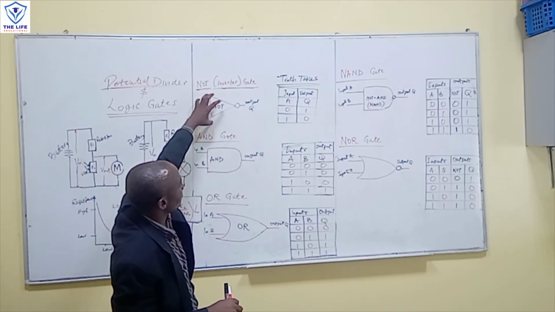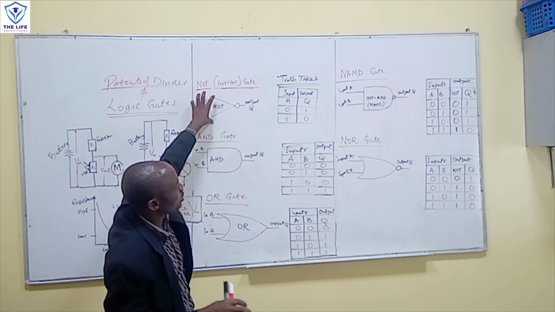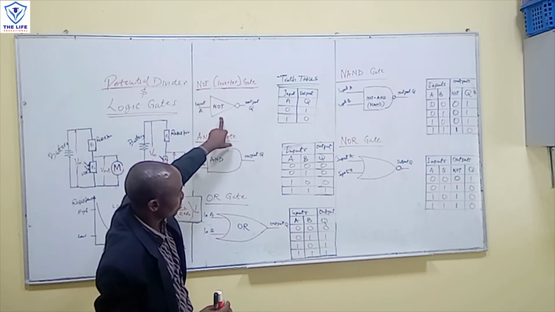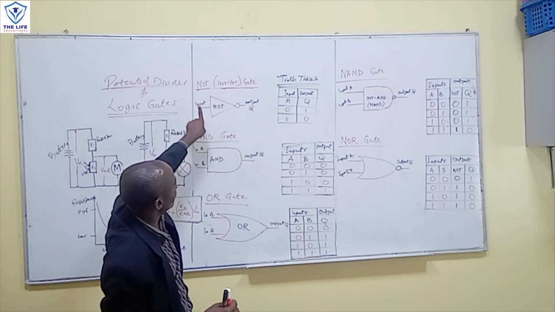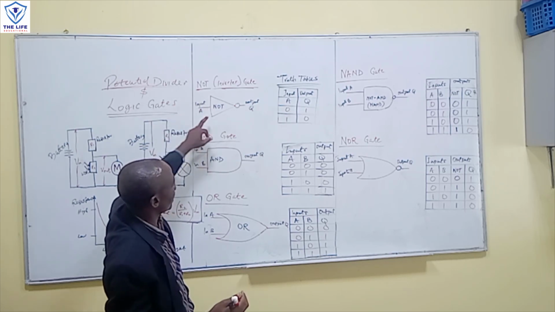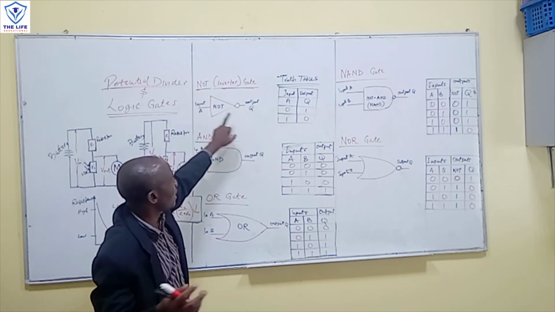Look at this circuit diagram. You are supposed to be able to recall the symbols. Okay, for our NOT gate, you can see it has one input and one output.